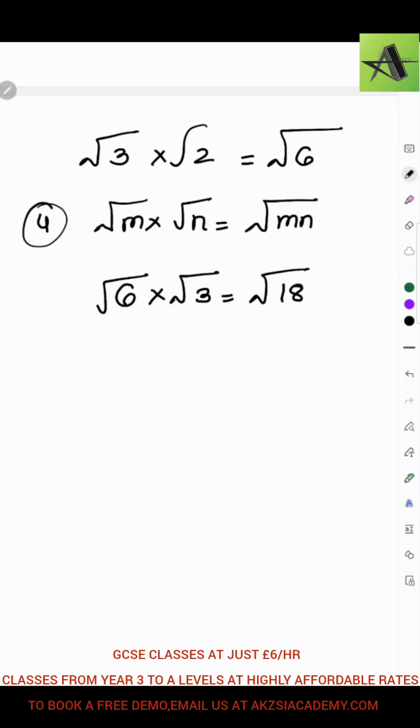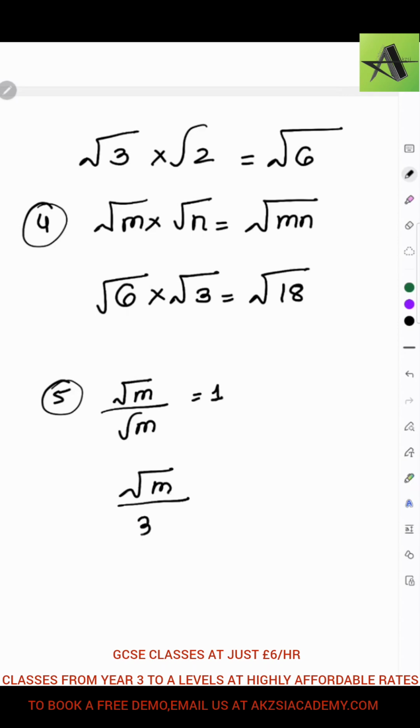Later, when I teach you the simplification of surds, we can simplify it further. But as of now, keep in mind that when you are multiplying two different surds, you just have to multiply them together just like this. The fifth one deals with the division, for which I just gave the example. If the same surd number is there, like root m over root m, I can get 1. Or root m over 3 root m, I can cancel it and I'll get 1 over 3.